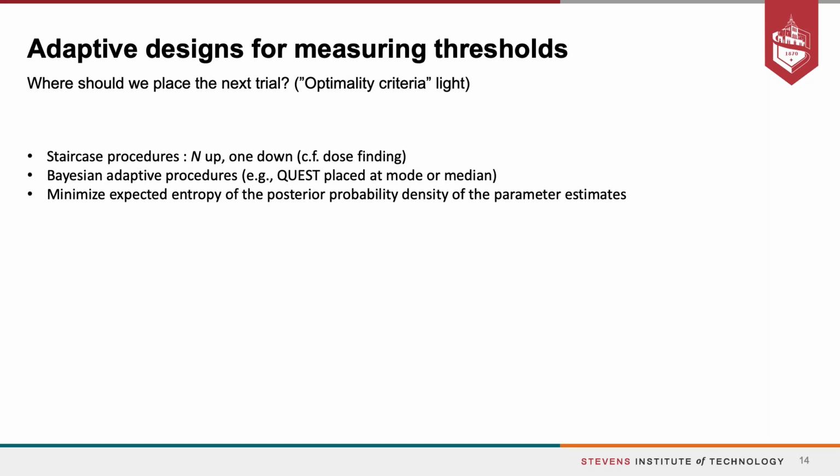There are many different criteria that you can use for these procedures, and the different designs depend on exactly what you care about, and some of them are improvements over old ones. The traditional ones are staircase procedures. If you get a certain number right, you make it harder. If you get one wrong, you make it easier. Related to dose finding. There are also Bayesian adaptive procedures like QUEST, which place each trial at your current best guess of what the threshold is. And generally speaking, there are many other techniques. Another one tries to minimize the expected entropy of the posterior probability density of the parameter estimates. That's most important in multidimensional cases.